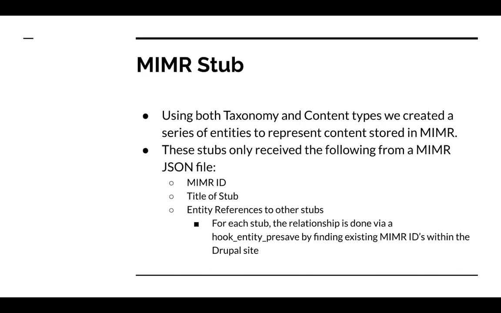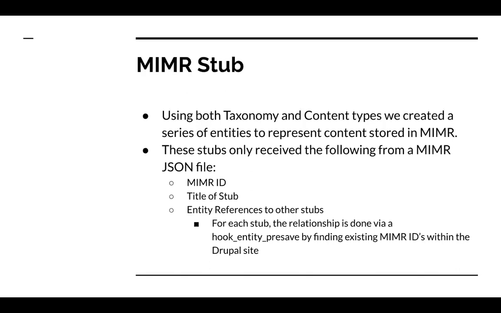Now, because we're dealing with relational data that doesn't exist on Drupal, for each stub to figure out this relationship, it's done through a hook entity pre-save, where it runs a query to find existing MIMR IDs within Drupal and then links those two entities together.